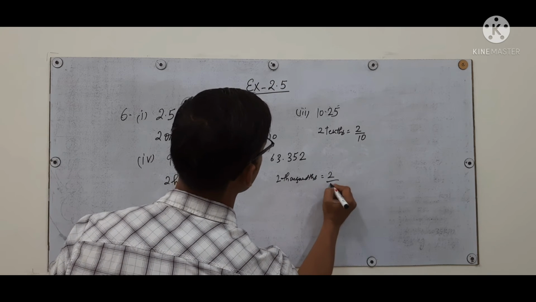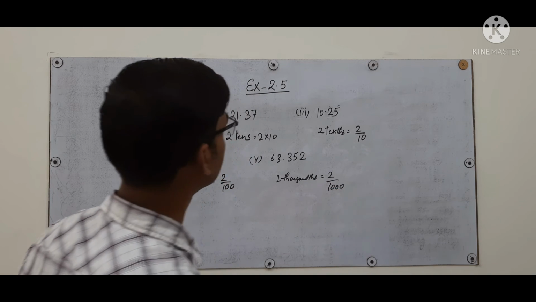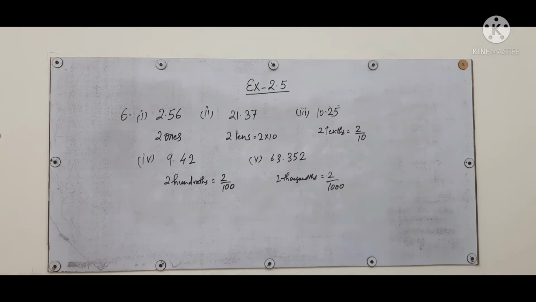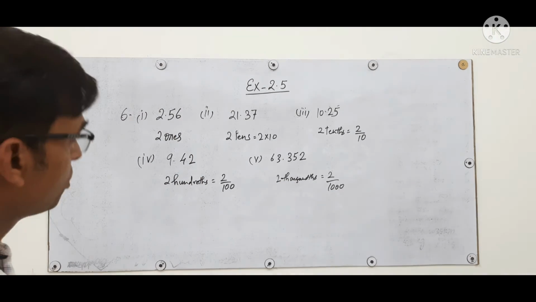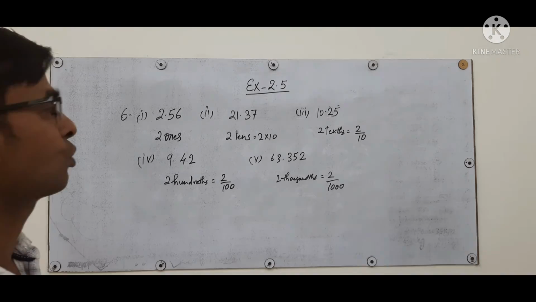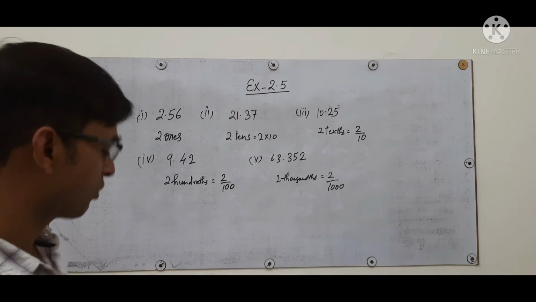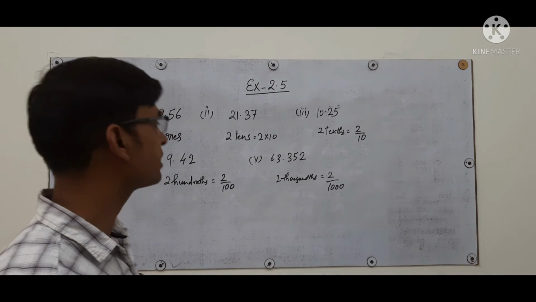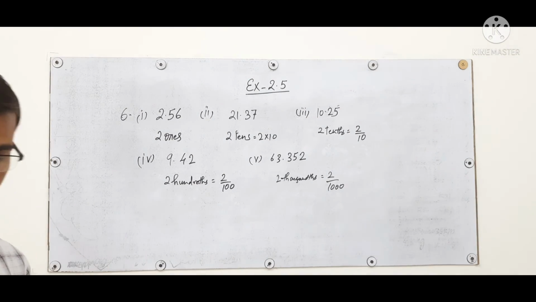2000s, or we can write it as 2 upon 1000. So you can see from here these are also easy, but you have to just understand the concept of place value, and you can easily do. So you just note from here.